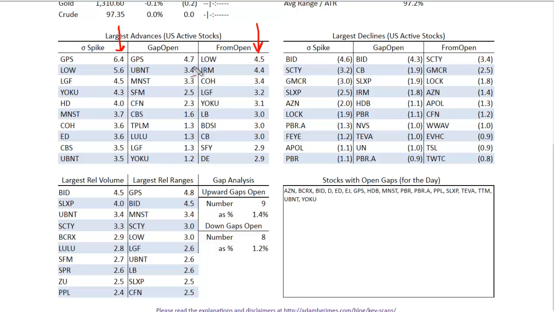And then there's the gap open. So the change from yesterday's close to today's open also expresses a sigma spike. Down here in the lower left, this is the stock's volume expressed as a multiple of its average volume. And the same thing with the range. So you see stocks that are trading with high volume, stocks that are trading with high range.